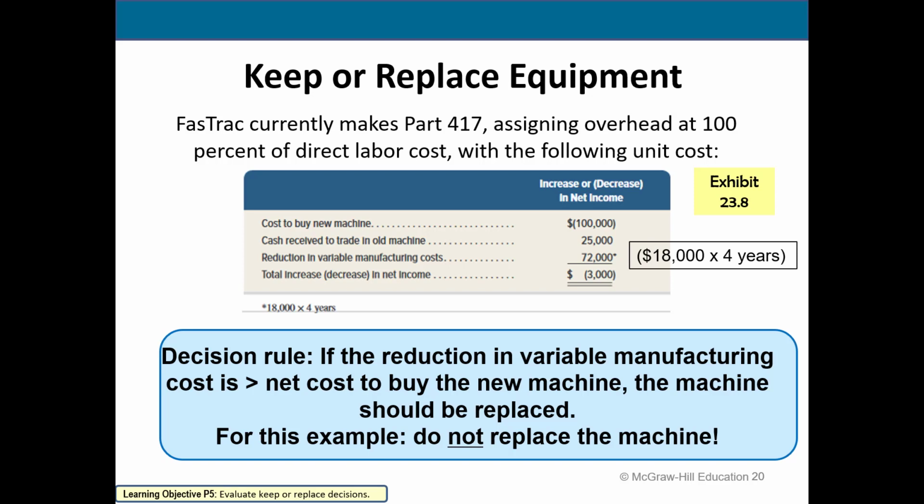So this shows that Fast Track should not replace the old equipment because it will decrease net income by $3,000. The decision rule is if the reduction in variable cost is greater than the cost to buy, then you should replace the machine.